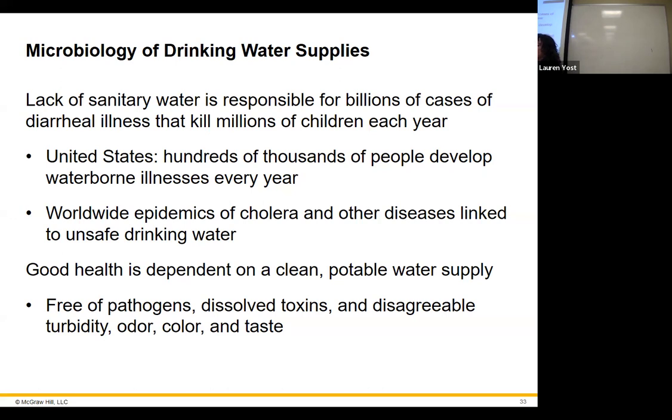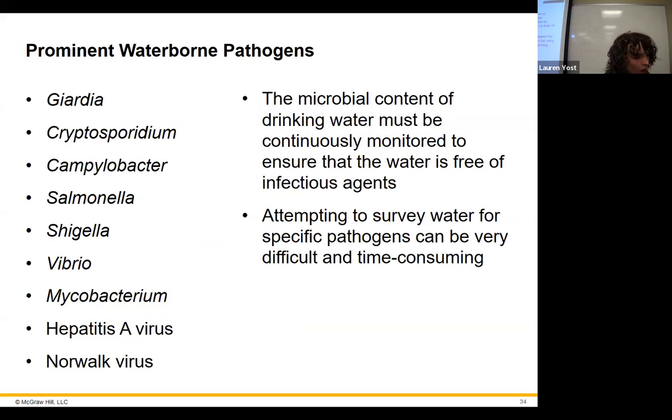Have you ever gone camping or done Boy Scout stuff where you put iodine tablets in something and you can drink the water? It tastes terrible, but it is potable. It's not got pathogens in it. So free of pathogens. And you can, of course, filter it and it's still potable. It's whatever. But right, so prominent waterborne pathogens.